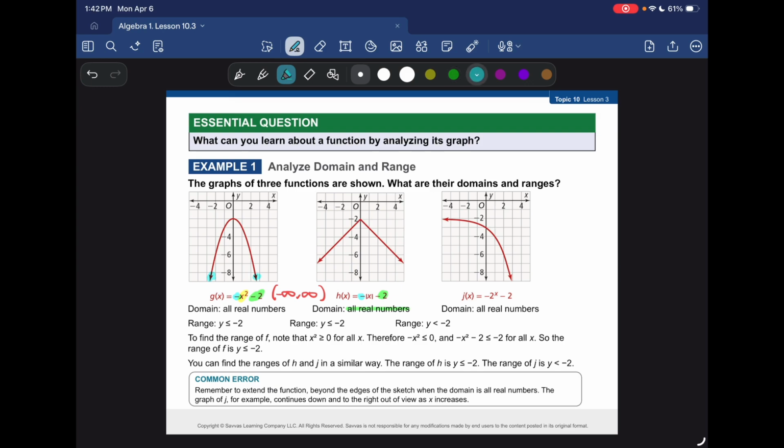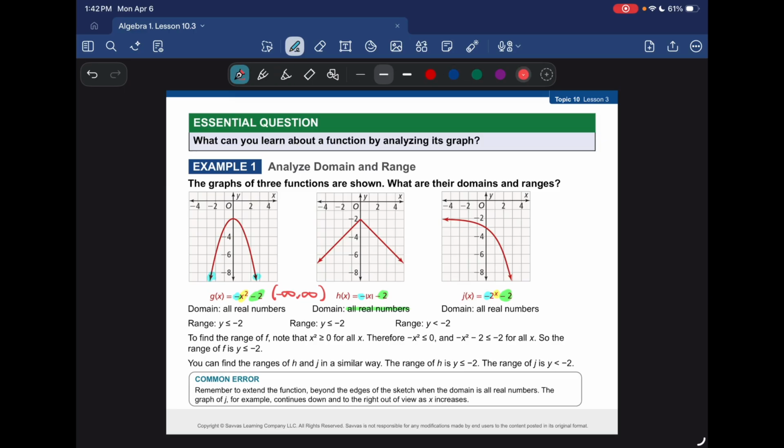For j of x, we're seeing a similar pattern. We still have that negative in front of the first term, so it is reflected over the x-axis. We still have this constant -2 shifting it down 2 units from the parent function. And it is an exponential function as we have x in the exponent. So the domain, again, goes on and on forever to the left, on and on forever to the right. So the domain is all real numbers.